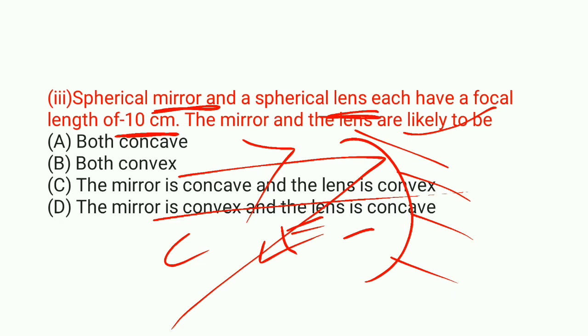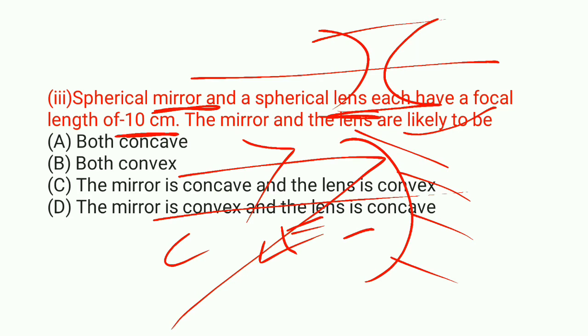And also for the lens, we know that the concave lens is a diverging lens. Obviously the focus for the diverging lens is on the left side, and left side distances are negative. Which means option A, that both the mirror and the lens are concave, is the correct answer.